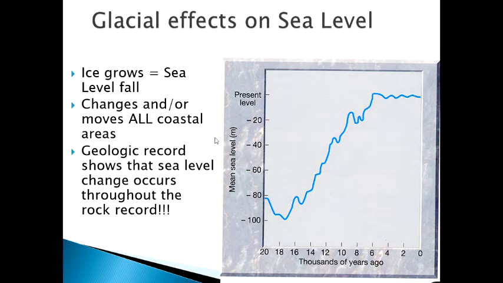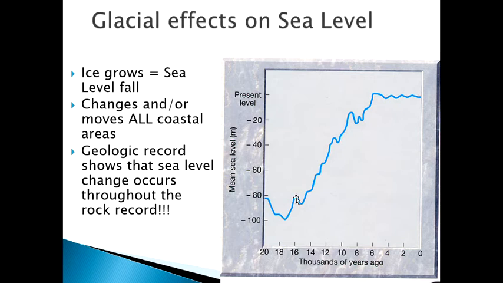Here's an example to show how ice, or basically climate change, affects sea level. If ice grows, if we start an ice age, sea level drops because the water, instead of being in the ocean, gets tied up as ice on land. And of course, it makes sea level everywhere around the whole globe change.